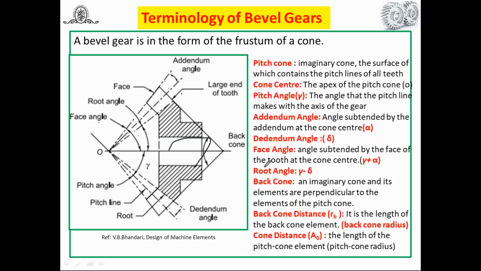Then the back cone. The back cone is an imaginary cone. Look at the back side of the gear. This imaginary cone's elements are perpendicular to the elements of the pitch cone. From the pitch line of the gear, a perpendicular line is constructed from this side as well as this side, and it makes the back cone. The elements are perpendicular to the pitch cone, and this is the pitch line of the pitch cone. Then the back cone distance.